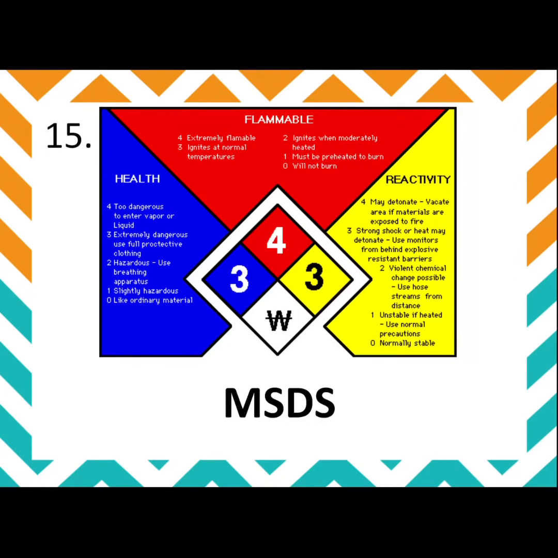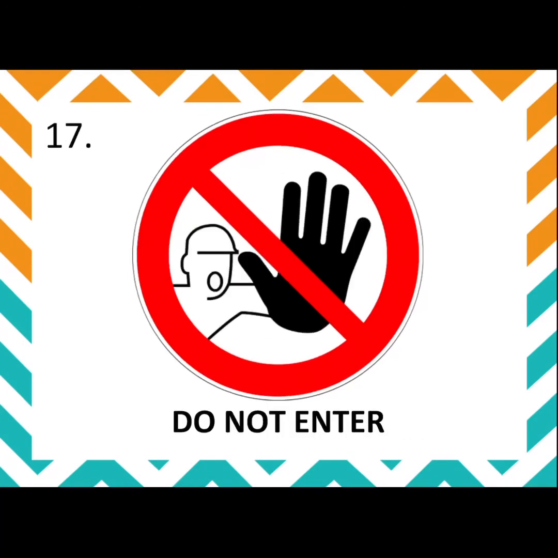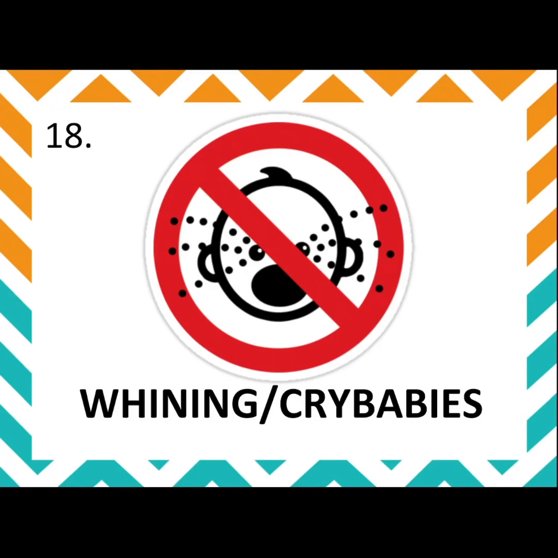And then we have MSDS. These days it's called SDS or safety data sheet, and it basically just tells you if there's any type of hazards for that certain chemical. 16, no food or drinks in the lab. That one's pretty self-explanatory. 17 means do not enter, so if you see the symbol, obviously you're not going to enter that room. And lastly, no whining or crybabies in chemistry.